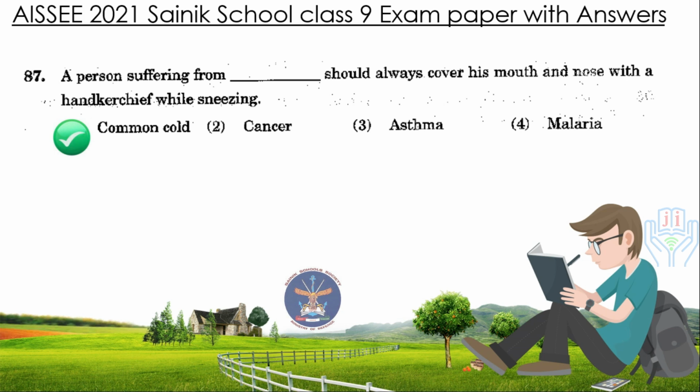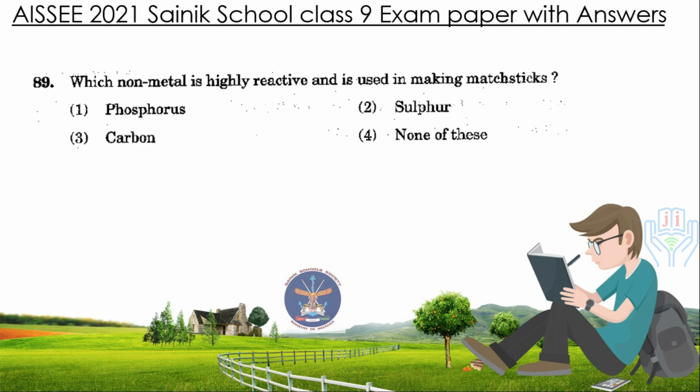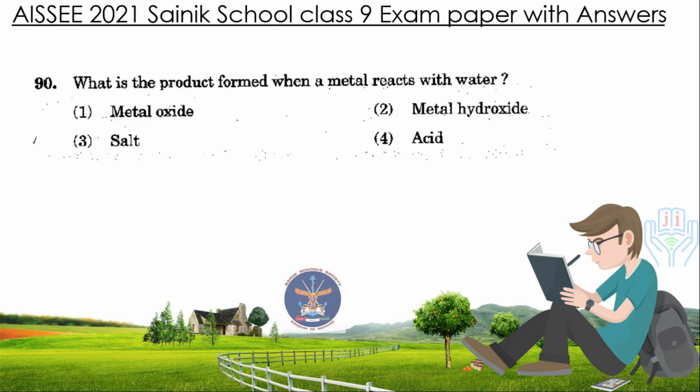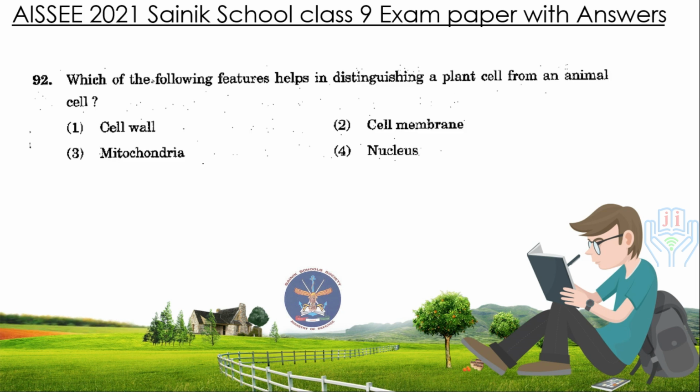Common cold. Which of these traps air the most? Answer. Wool. Which non-metal is highly reactive and is used in making matchsticks? Phosphorus. What is the product formed when a metal reacts with water? Metal oxide. Which of the following pairs of organelles doesn't contain DNA? Lysosomes and vacuoles. Which of the following features helps in distinguishing a plant cell from an animal cell?